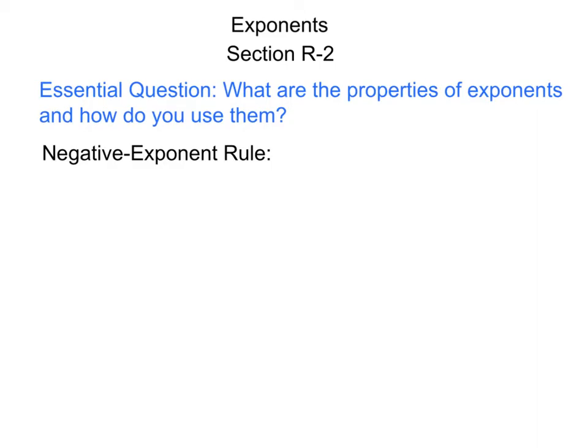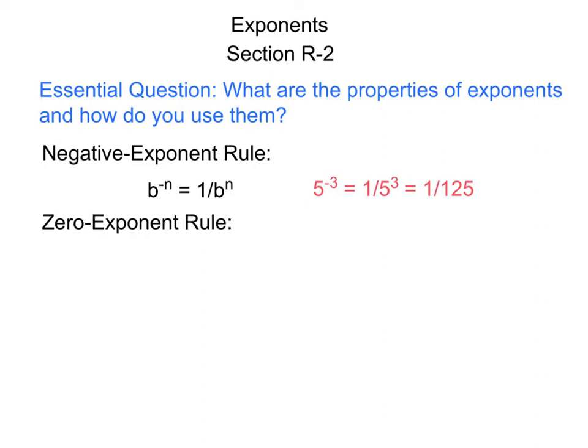The first property that we will discuss is the negative exponent rule. This rule simply states that if b is any real number other than 0 and n is a natural number, then b to the minus n power is equal to 1 over b to the positive n power. An example of this would be 5 to the minus 3 power is equal to 1 over 5 to the positive 3 power, or 1 over 125.